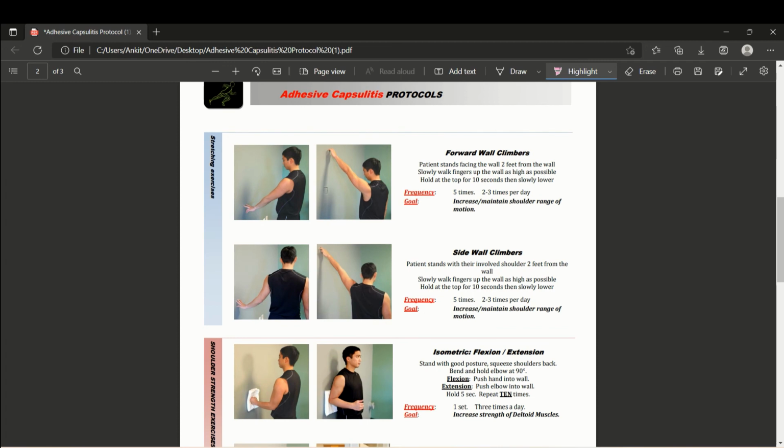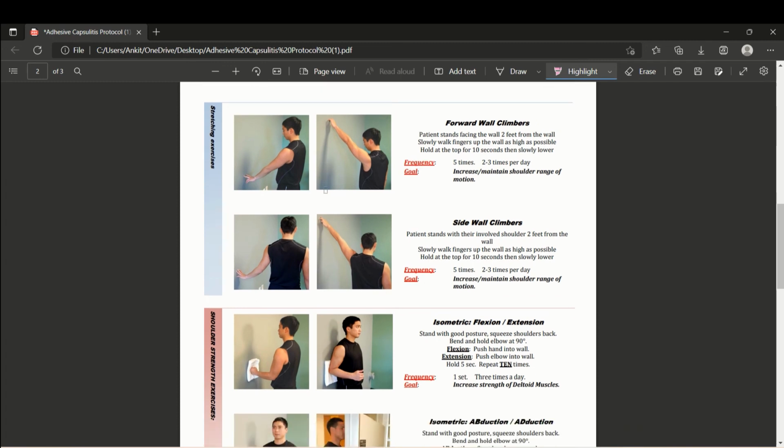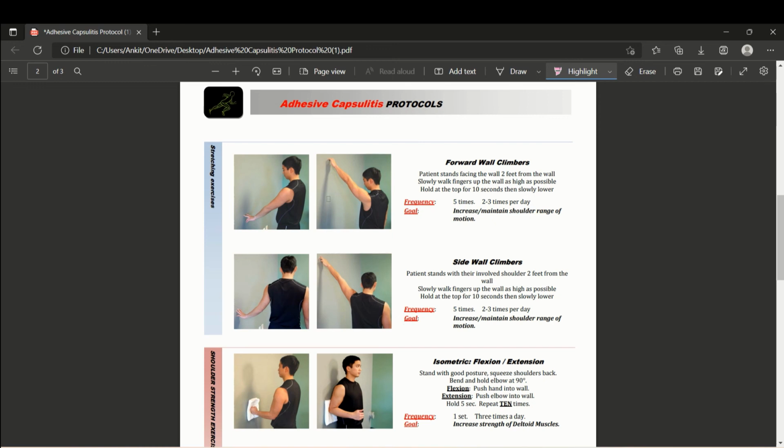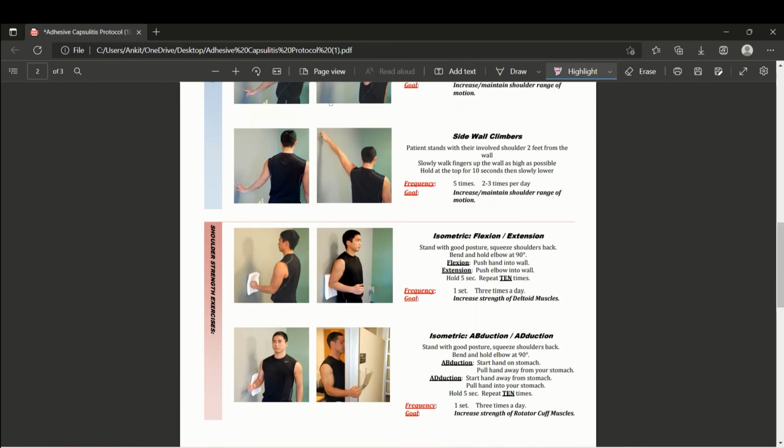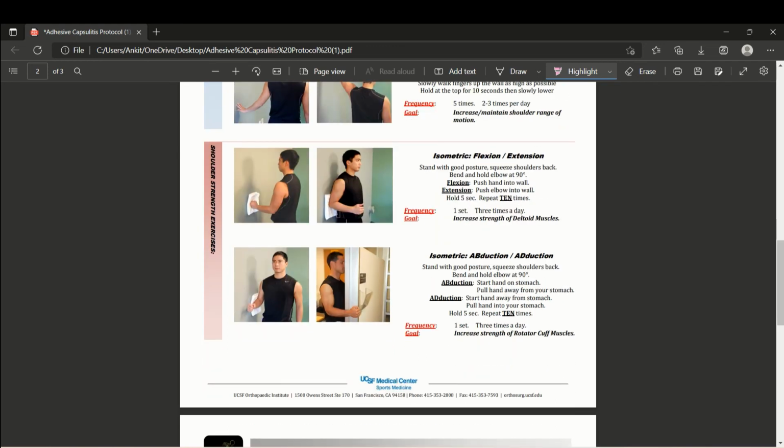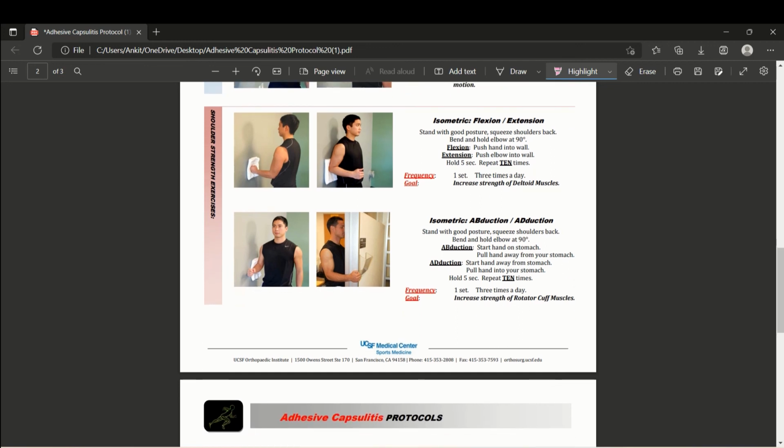Then the next is the forward wall climbers, which we have discussed. Here the wall climbers are to be performed in flexion. Here the wall climbers are to be performed in abduction. Then the isometrics. What we have to do in isometrics is push the shoulder backwards. When we are pushing the shoulder backward, we are strengthening the extensors. In this, we are strengthening the flexors. Then the isometrics for abduction and adduction. Here we are strengthening the abductors, and here we are strengthening the adductors.